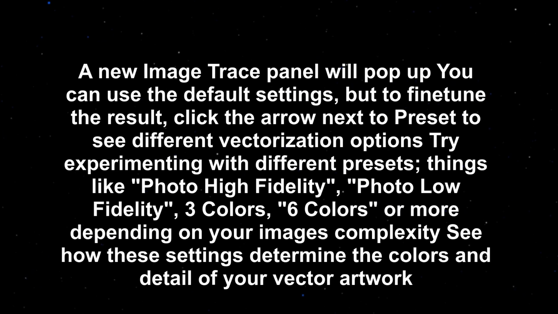A new Image Trace panel will pop up. You can use the default settings, but to fine-tune the result, click the arrow next to Preset to see different vectorization options. Try experimenting with different presets. Things like Photo High Fidelity, Photo Low Fidelity, 3 Colors, 6 Colors, or more depending on your image's complexity. See how these settings determine the colors and detail of your vector artwork.